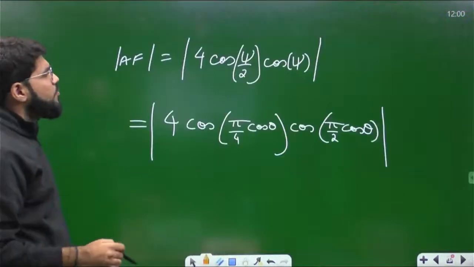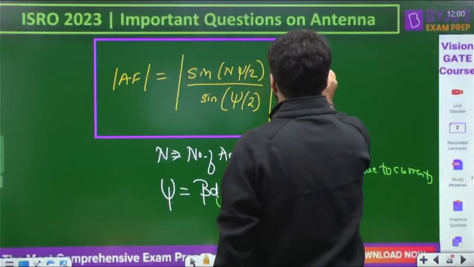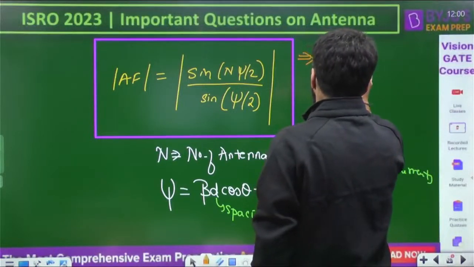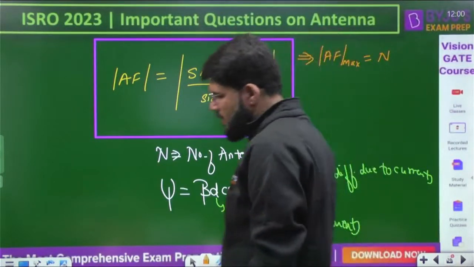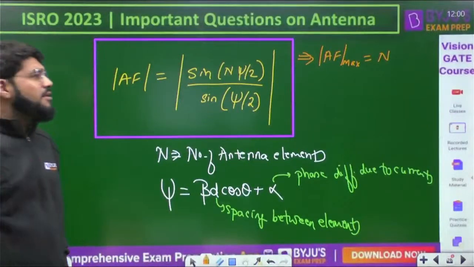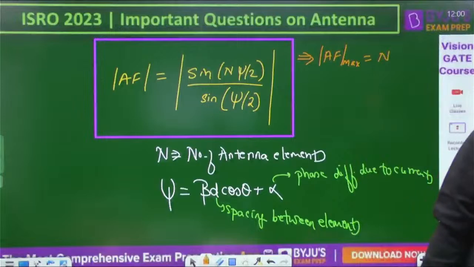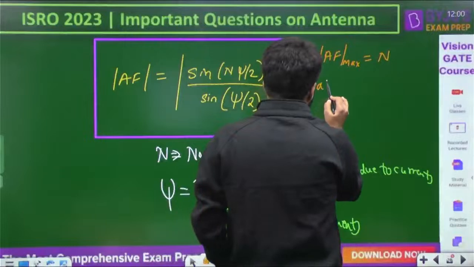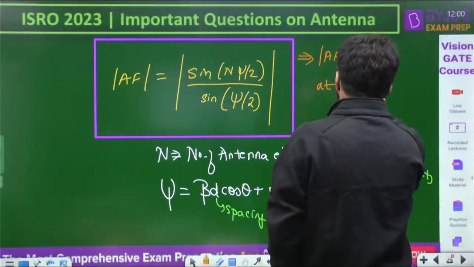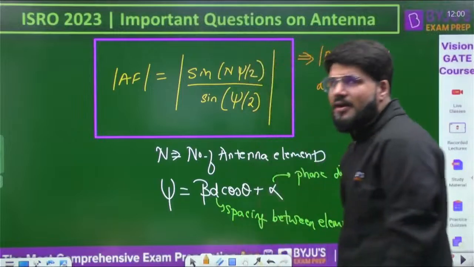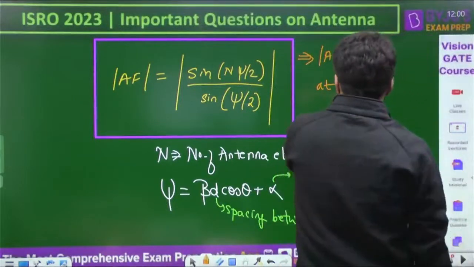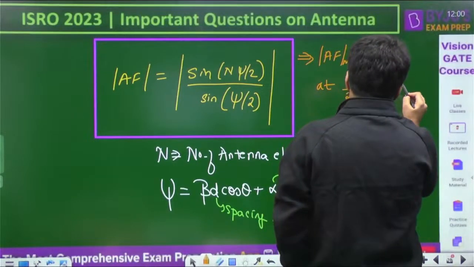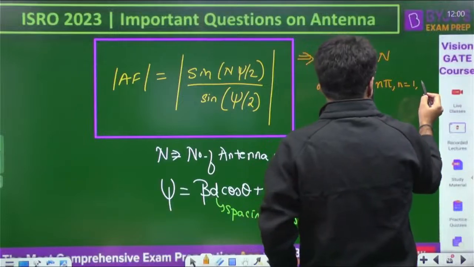Now, let us note down some important points about the array factor. This array factor has the maximum value of N. The maximum value of the array factor is always equal to N, and that occurs when N xi by 2, let me write it in terms of xi by 2 only, when xi by 2 is equal to n pi, for n equal to 1, 2, etc.